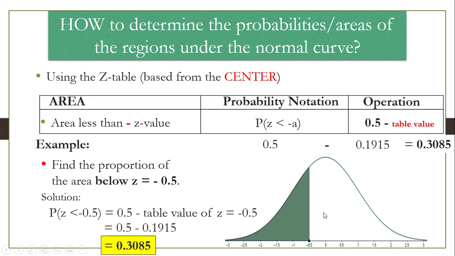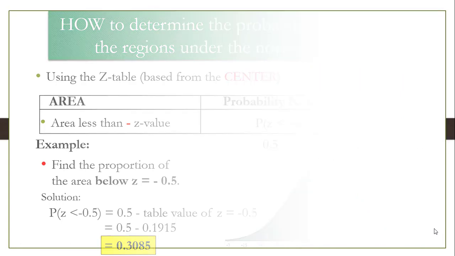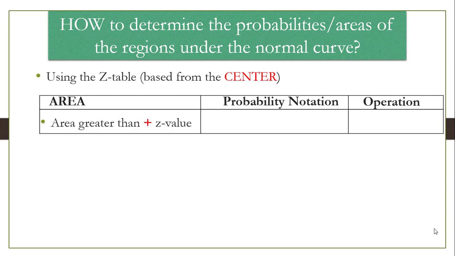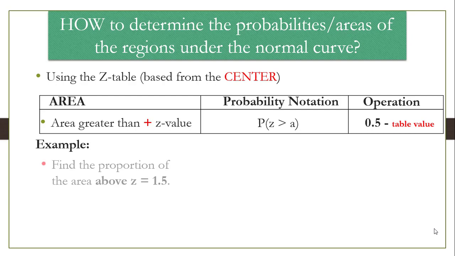Okay? Now, let us have the next example. Suppose we have the area greater than positive z value. So, the probability notation would be probability that z is greater than a. And the operation of that will be 0.5 minus the table value. Okay? So, we follow the operation by applying it to this example.